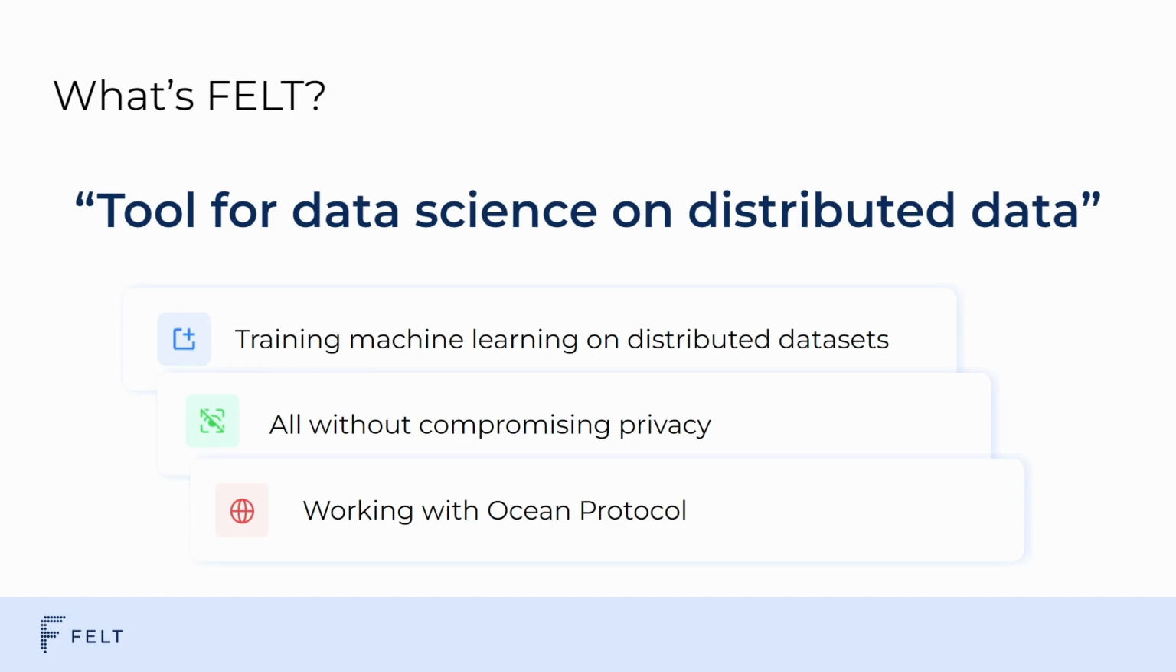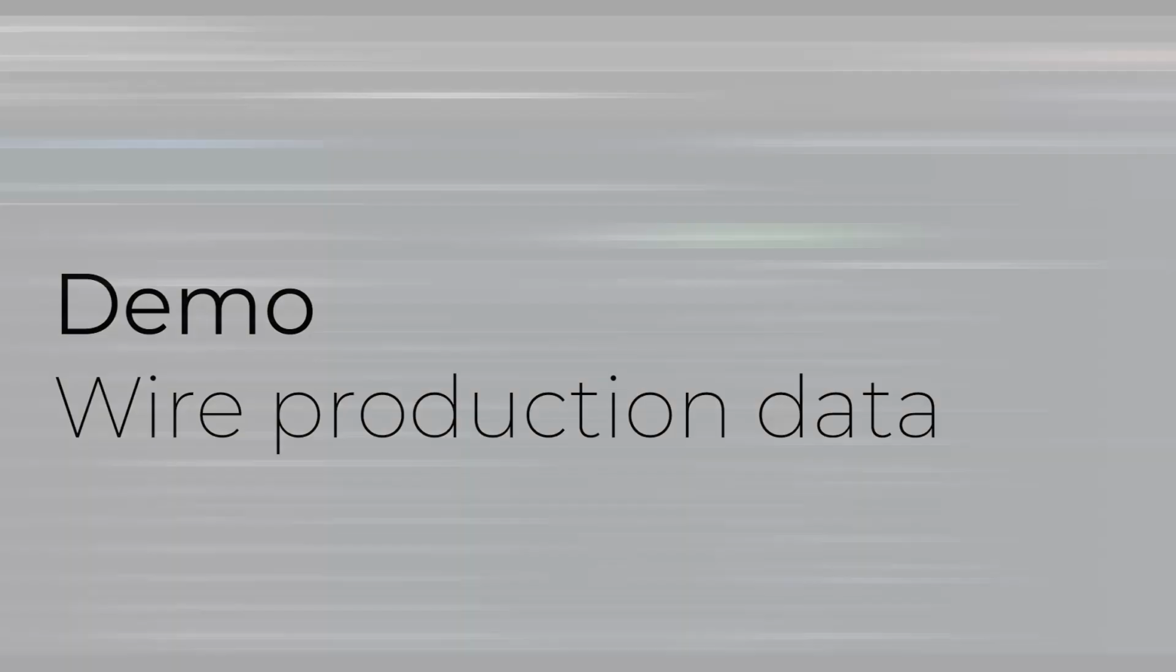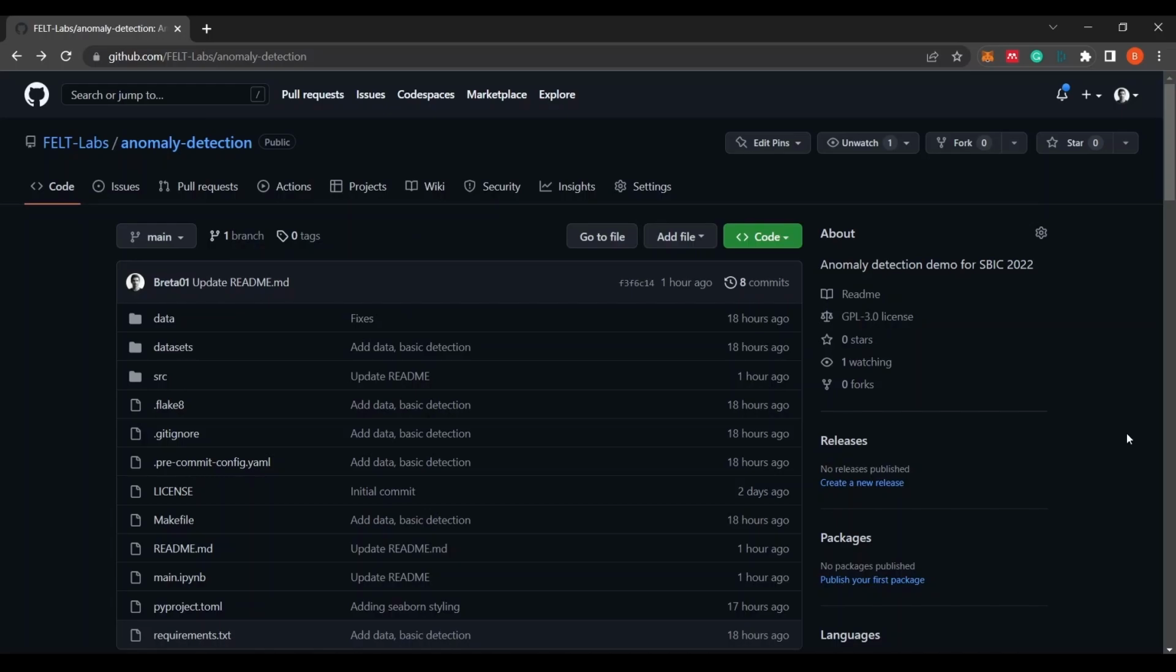Without further ado, let's go to the demo part of this presentation. We will be using this wire production data obtained from Kaggle, and we'll present how our tool can be used to solve this anomaly detection problem. So let's go ahead and start with the demo. For that, we will be following the notes described in this anomaly detection repository, and you can find the link in the description and open it up for yourself.